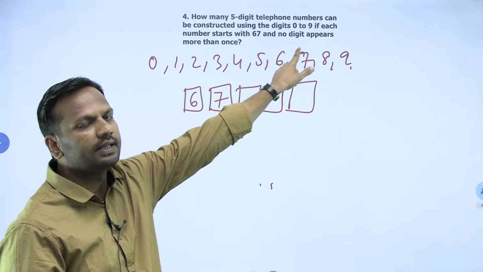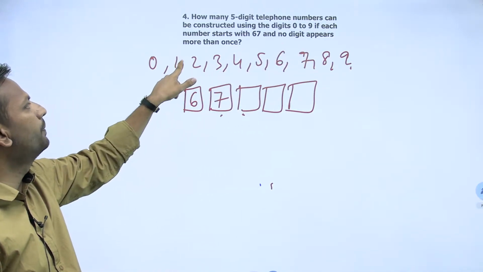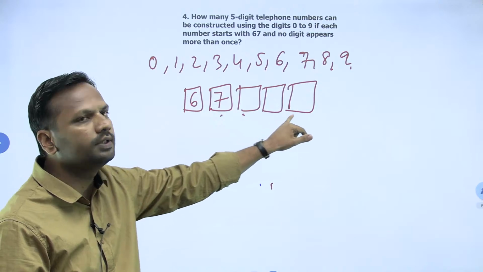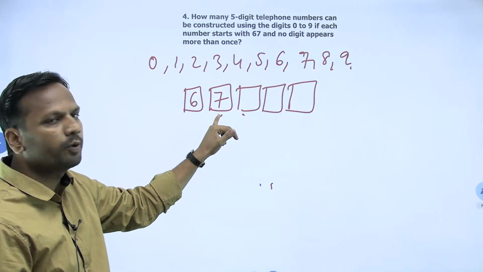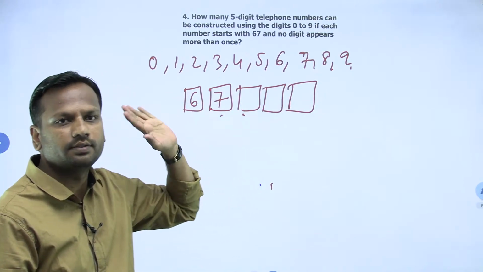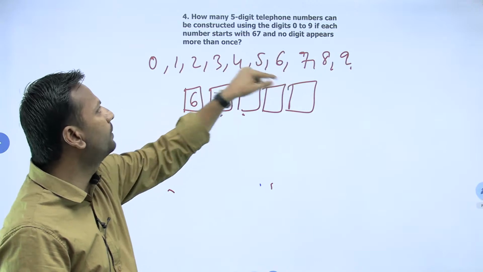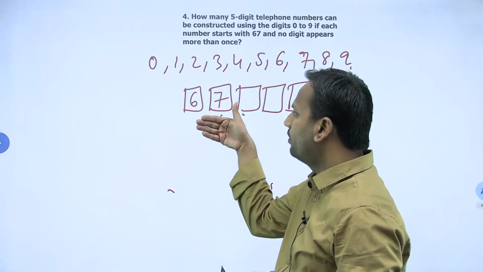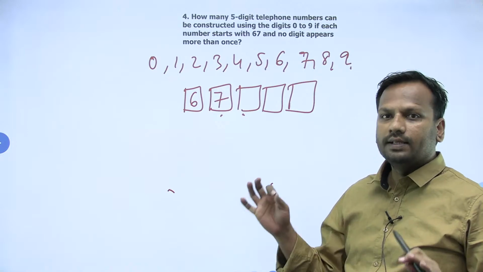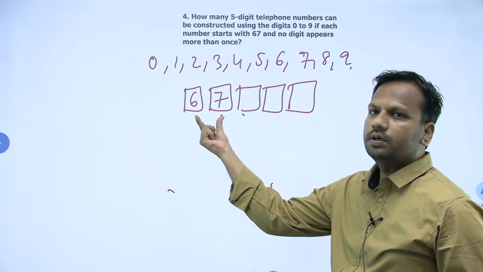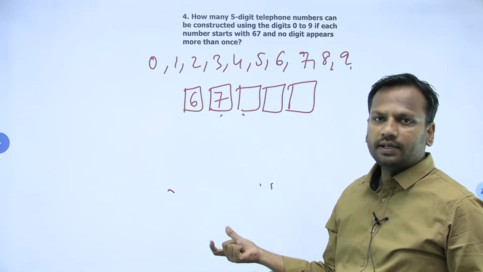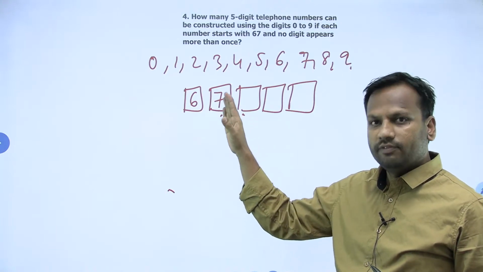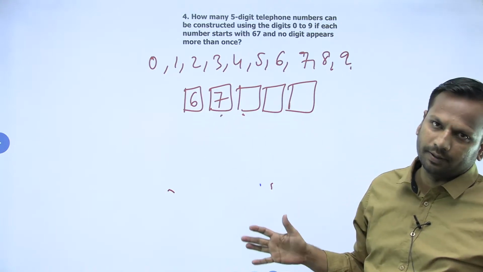And that too, they are saying that no digit appears more than once. Here I have used the number 6. Once again, I should not use the number 6 here. 7 they have provided. Once again, I should not write 7 in this, because they are saying no digit appears more than once, means without repetition. Without repetition, I have to form a 5-digit telephone number in such a way that each telephone number starts with 67. The first one is 6 and the second one is 7, right?